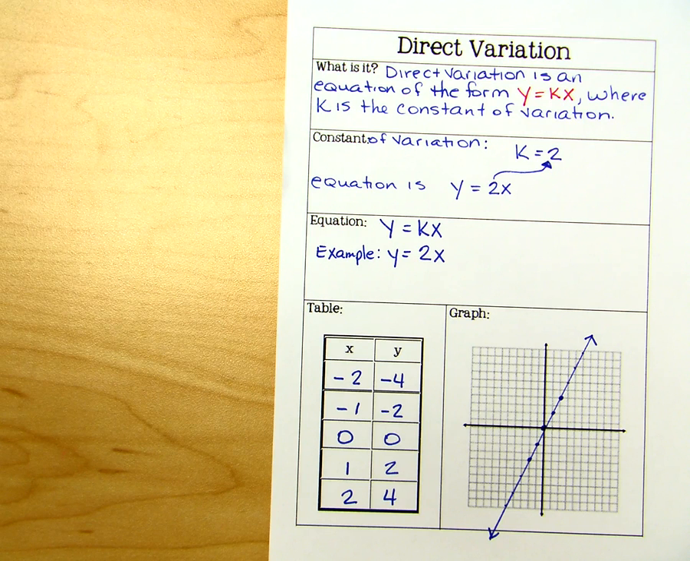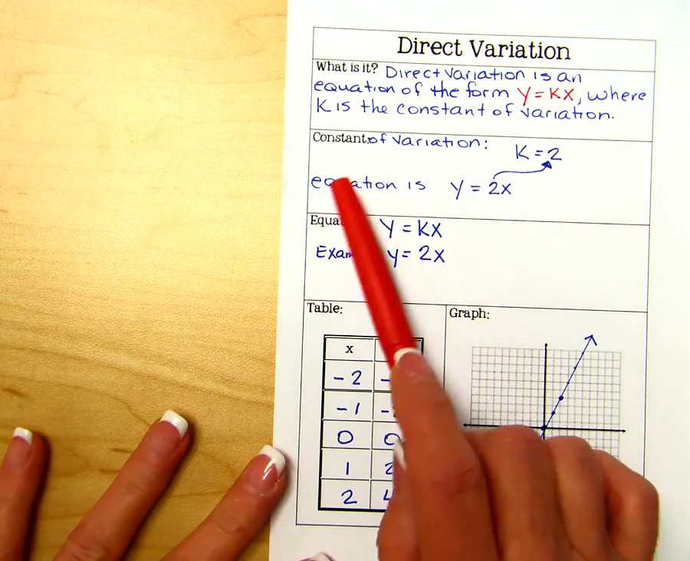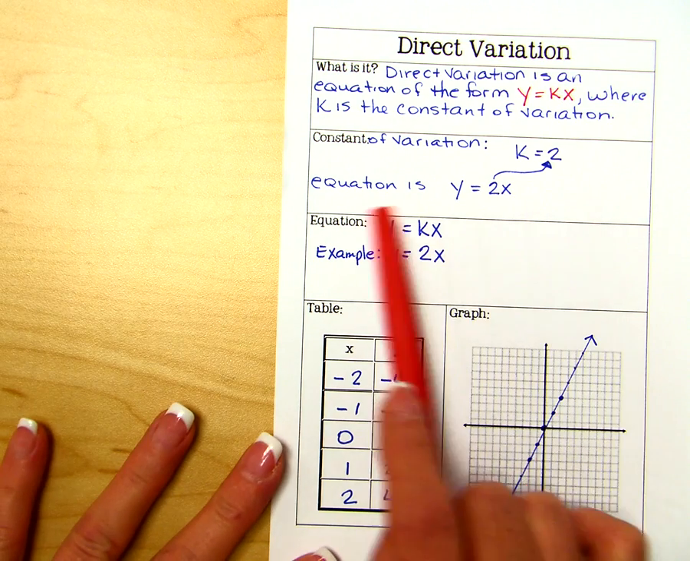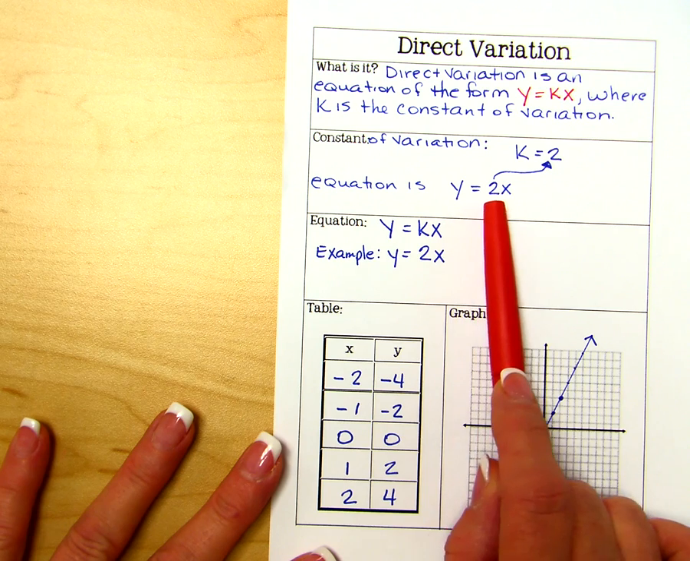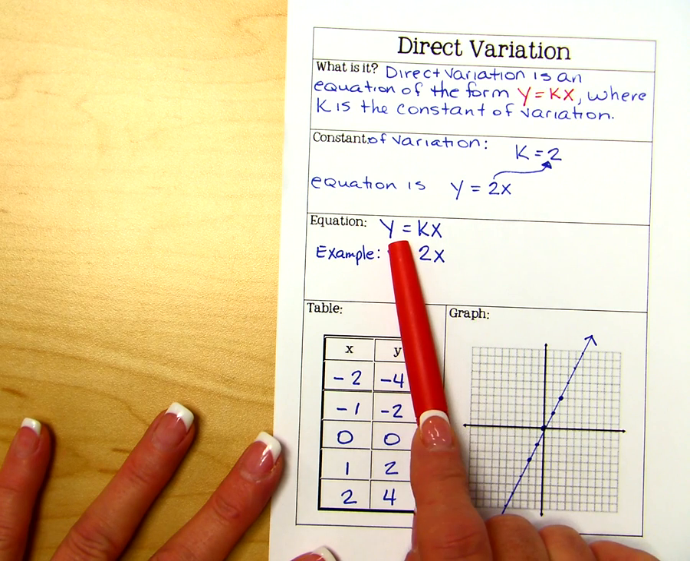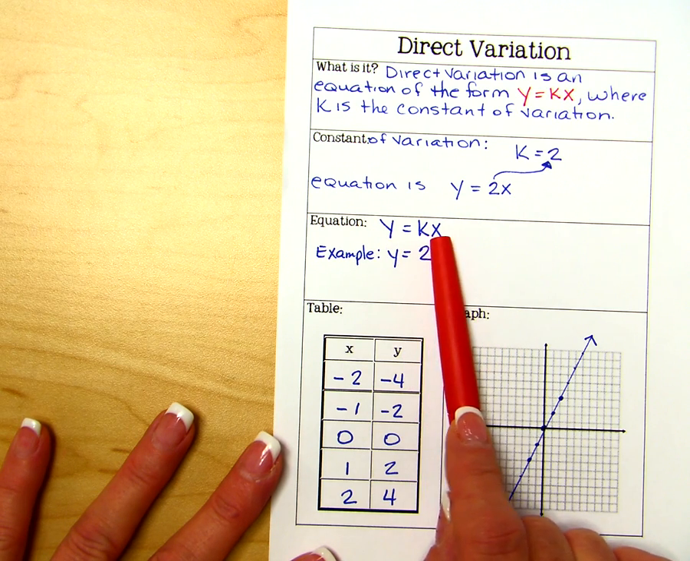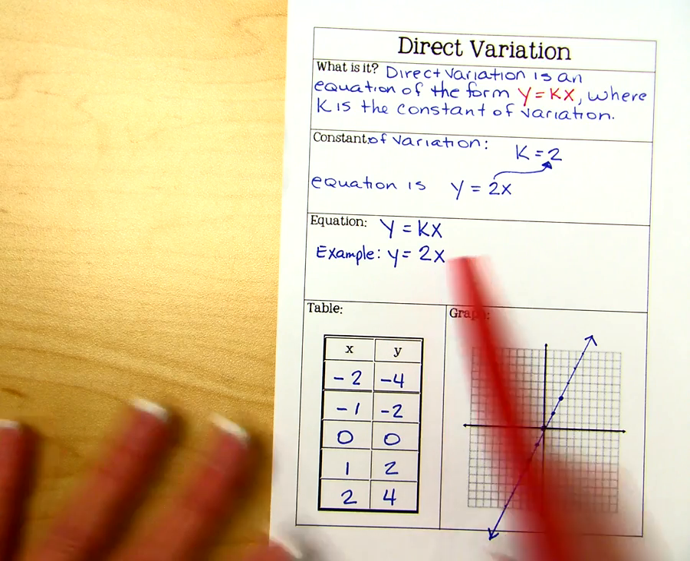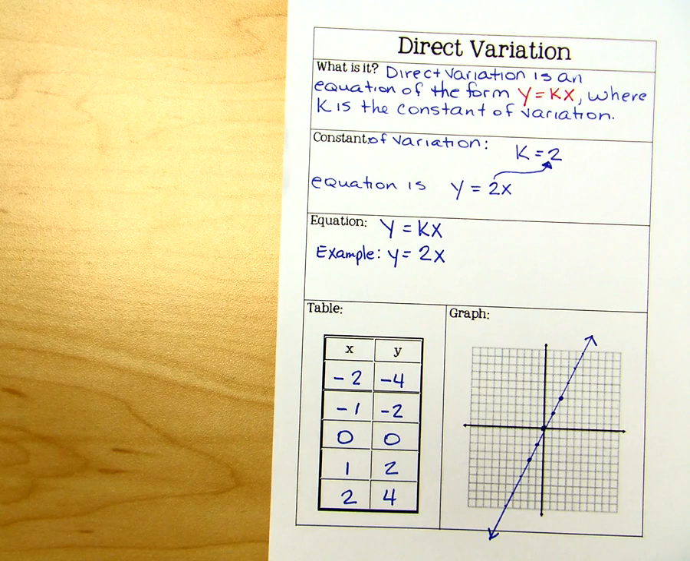Hello students, in today's video we are looking at the concept of direct variation, which is a special type of linear relationship. Direct variation is defined as an equation of the form y equals kx, where k is the constant of variation. So if k equals 2, your equation is going to be y equals 2x. Since the equation is y equals kx, y equals 2x is what that equation looks like.